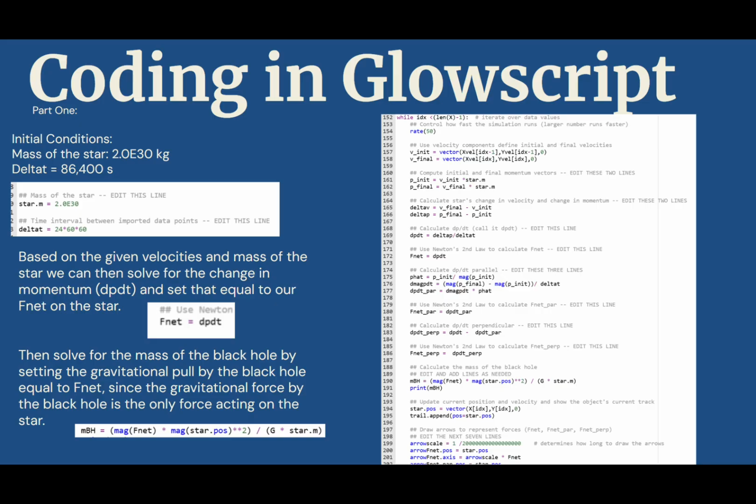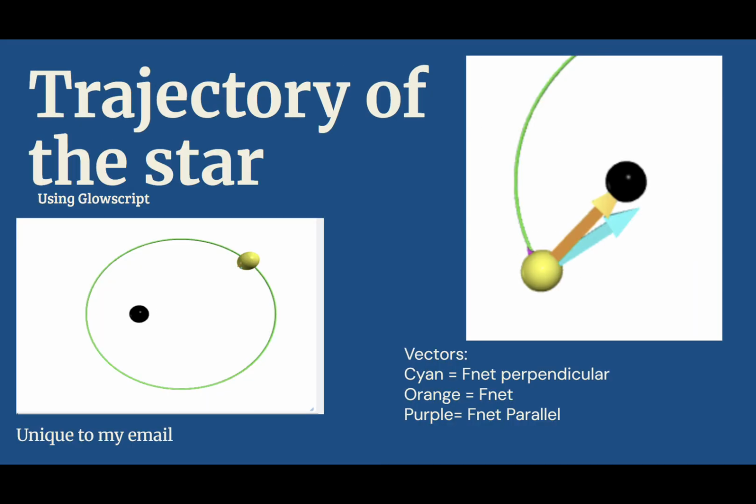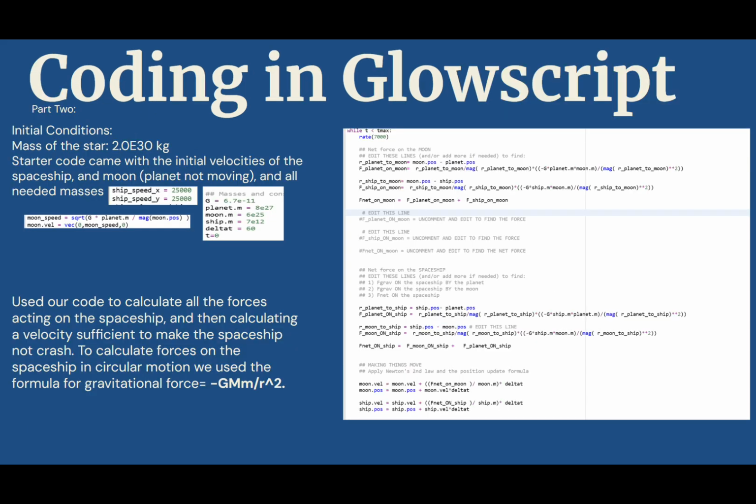We then solve for the mass of the black hole by setting the gravitational pull by the black hole equal to FNet, since the gravitational force by the black hole is the only force acting on the star. We know dp/dt tells us about the change in the velocity of the star. The trajectory of the star is shown below using GlowScript, and it's unique to my email. The vectors show, for cyan, the FNet perpendicular, the orange shows the FNet total, and the purple shows the FNet parallel.